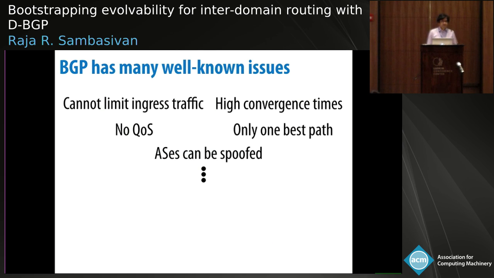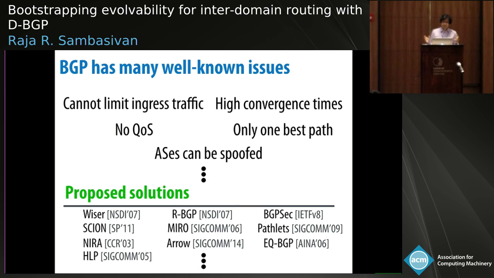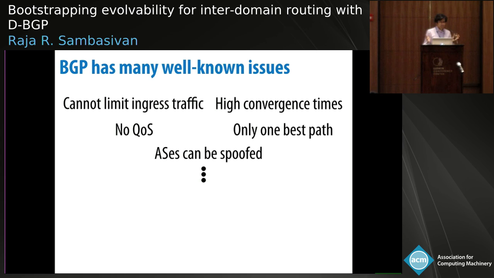So unfortunately, this really important protocol has many well-known problems. For example, it can't limit the amount of incoming traffic to ASs. Its routing paths are slow to converge in the face of failures. It provides no quality of service guarantees, and it robs sources of path options by indiscriminately choosing a single best path per router. In response to these issues, the research and network operator communities have proposed a variety of these really great new protocols to address these shortcomings. Some are listed on the screen.